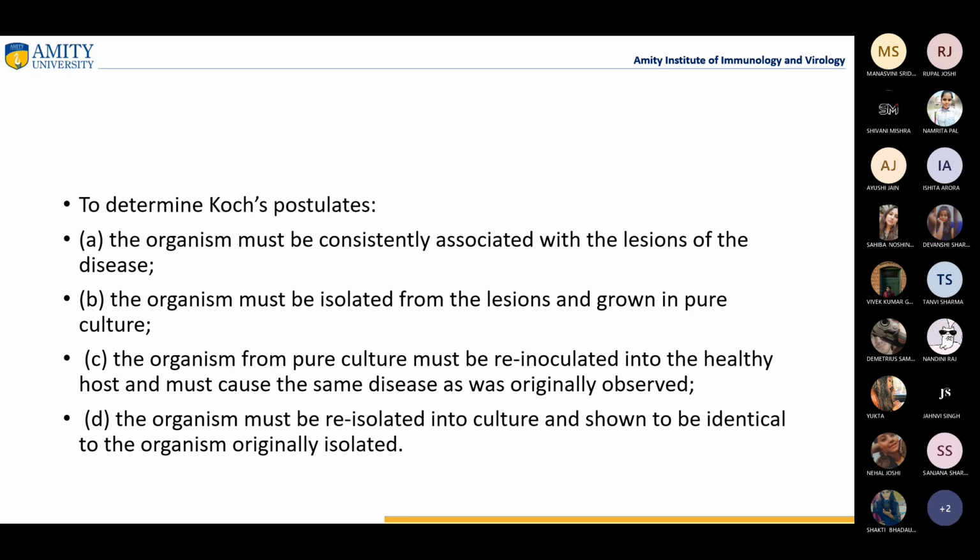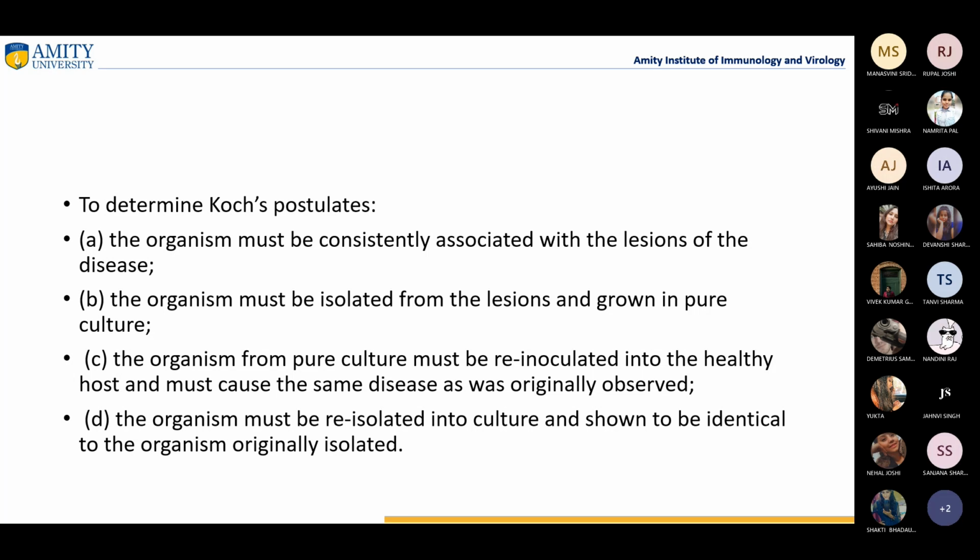The second says that the pathogen must be isolated from the lesions and grown in a pure culture. What does this mean? We should be able to isolate that pathogen from the infected plant and grow it in a pure culture. Pure culture is very important here, because we don't want any contamination. Only one pathogen, only one bacterium, only one fungus should be present in the pure culture that we are growing.